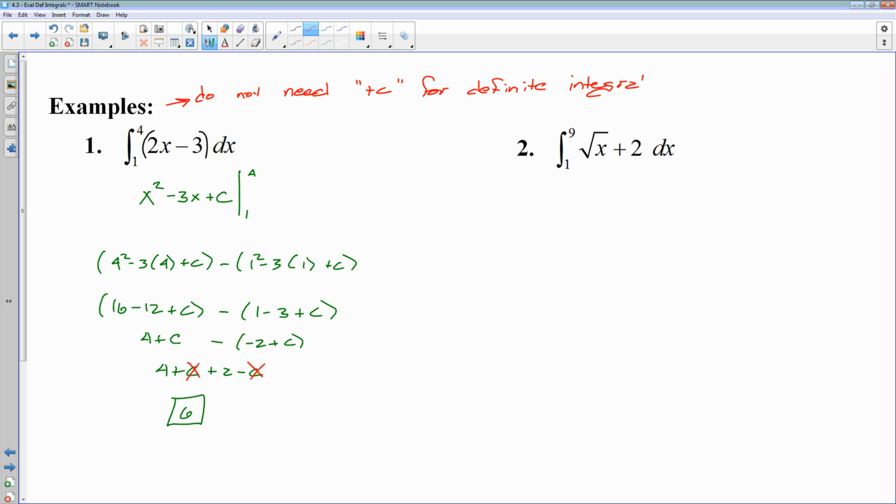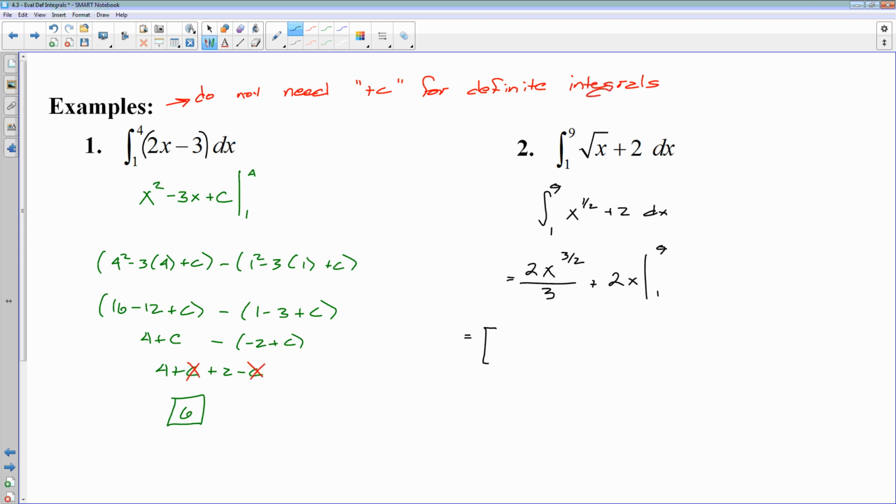Okay, so let's go on and let's try number 2 here. We have the area from 1 to 9 under the root of x plus 2. So let's see, I'm going to change the way that's written. 1 to 9, and root x is x to the 1/2 plus 2. And then we'll do the antiderivative. So the antiderivative of x to the 1/2, we will add 1 to the old power, x to the 3/2. And when you divide by 3/2, you multiply by 2/3. Plus the antiderivative of 2 is 2x. And then we'll evaluate this from 1 to 9.